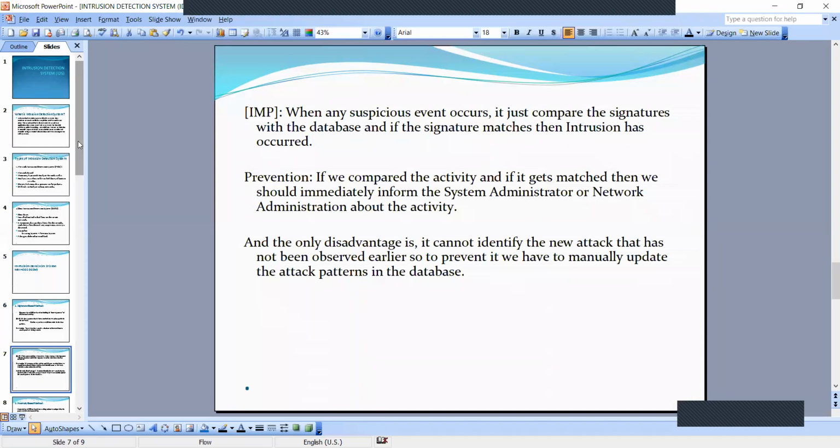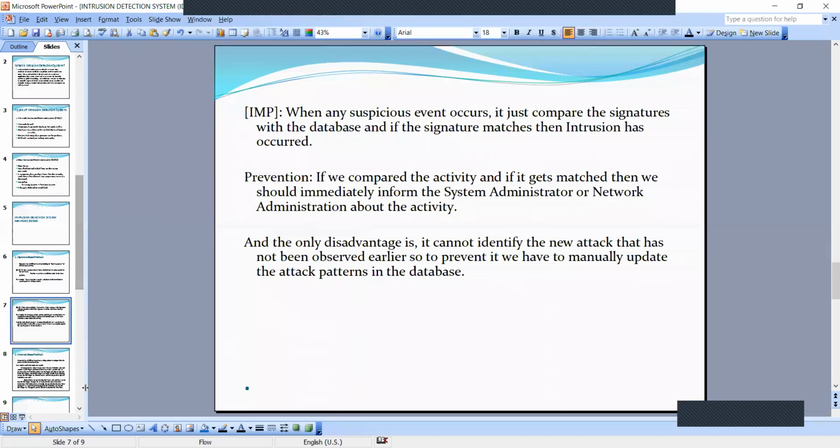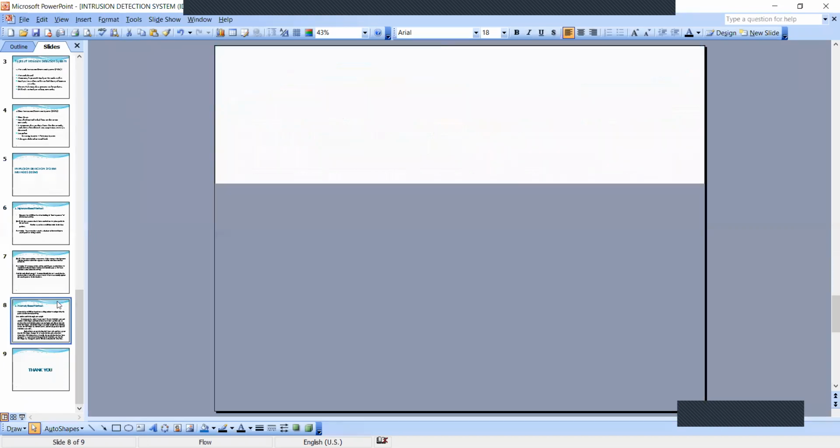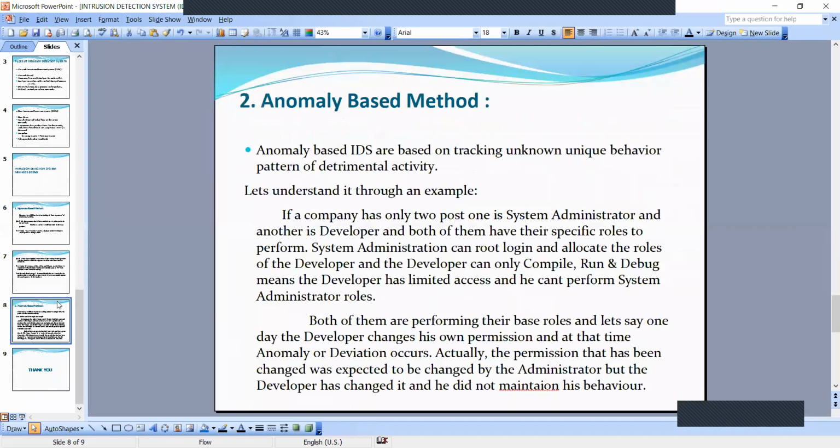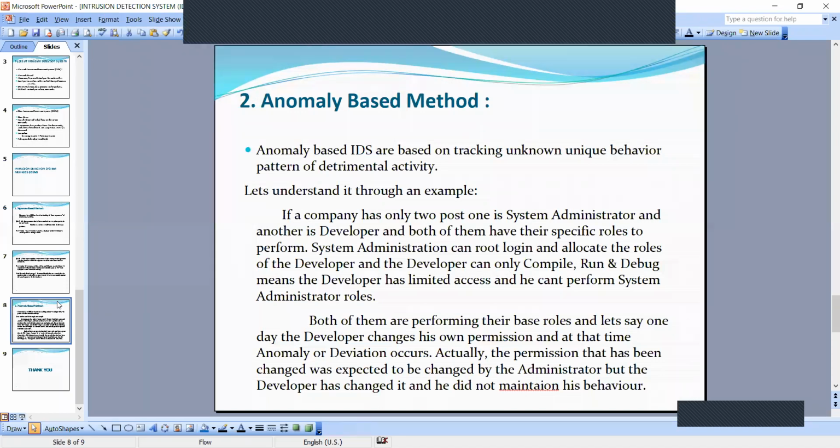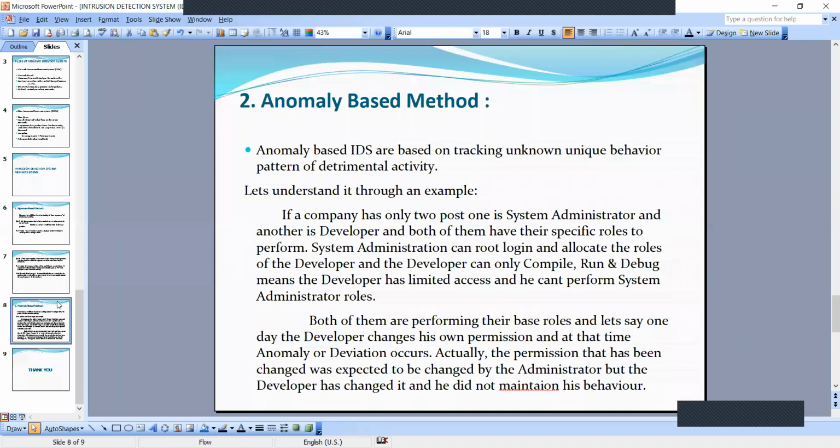Now we should jump to another method, the anomaly based method, and I have one of the best examples that I can cover. So what is an anomaly based IDS? Earlier I gave the example of a company which has two roles: system administrator and developer. The system administrator can do everything. He can edit, he can specify rules. But the developer can only compile, run, and debug. He can't do anything more than that.